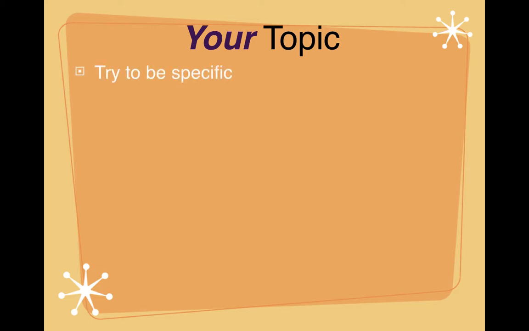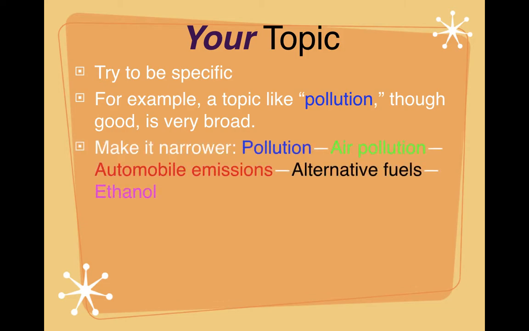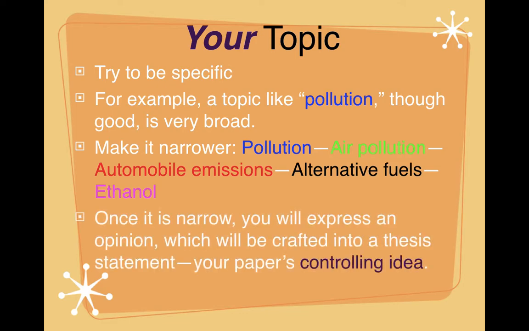Your topic should try to be a little bit specific. So for example, you might think you're interested in writing about pollution, but with that topic, there's so much that you could write about. So you might want to try to narrow that down a little bit and think of the other topics that you could look at under pollution, like air pollution, automobile emissions, and so on. And then once you narrow it down, you're going to start crafting your thesis statement, or that controlling idea about what you're going to write about.